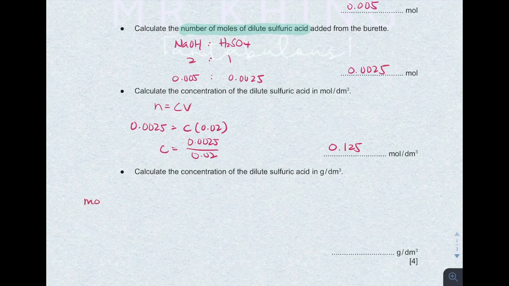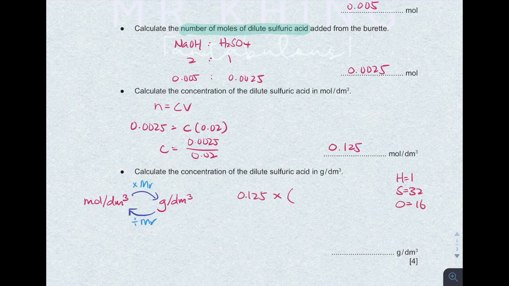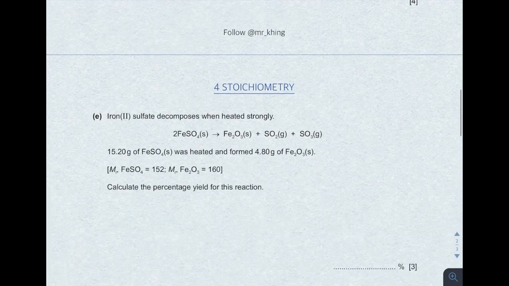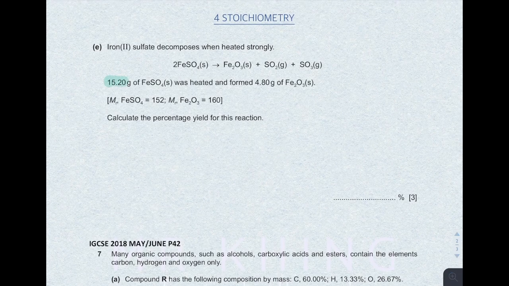Okay, next, the concentration of sulfuric acid in grams per dm cubed. So one thing to take note, the unit of concentration can be mole per dm cubed or grams per dm cubed. To convert from mole per dm cubed to gram per dm cubed, we can multiply with the relative molecular mass. To convert grams per dm cubed back to mole per dm cubed, it can be divided by the molar mass, so-called the relative molecular mass. So in this case, we wanted to get the concentration in grams per dm cubed. Therefore, 0.125 mole per dm cubed multiplied with the molar mass of sulfuric acid, as stated here. Alright, very easy.